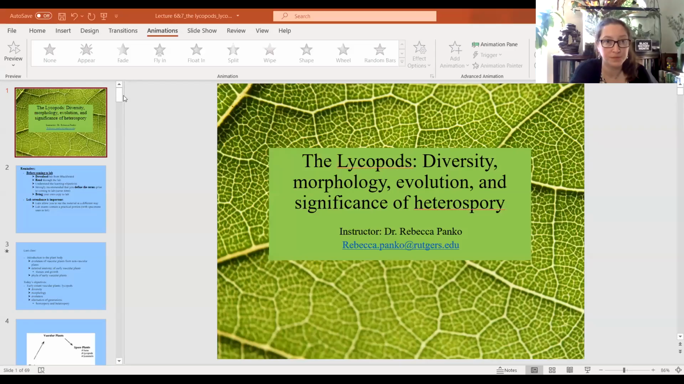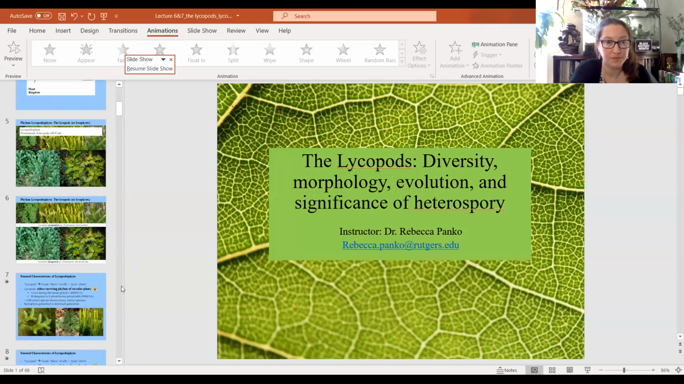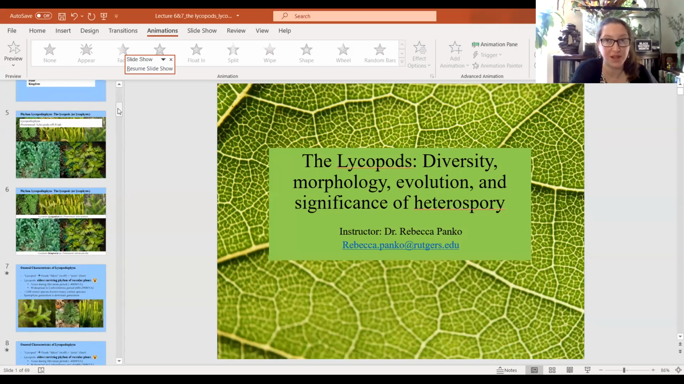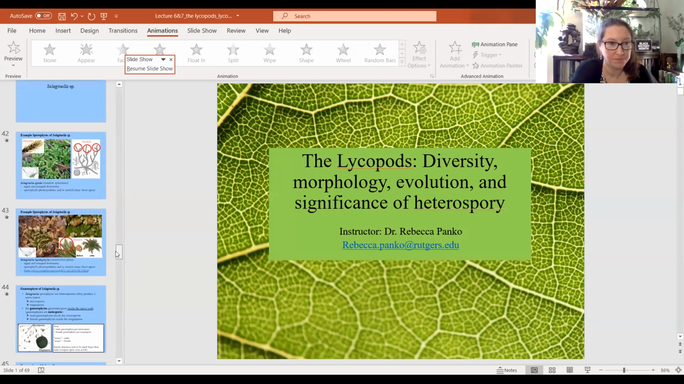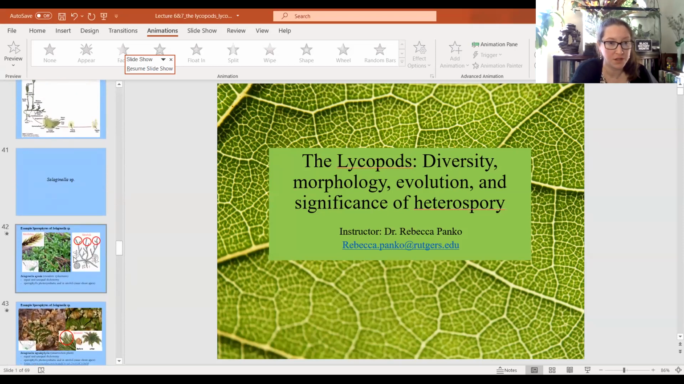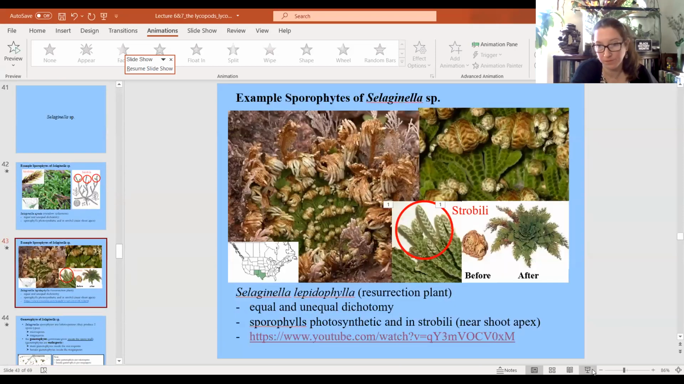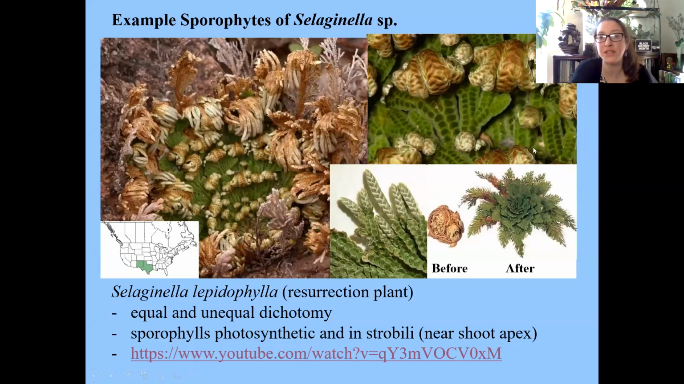And let me just pull this back up. Yeah, super, super cool. Resurrection Plant, which is here. So you can see this before and after showing you what happens when this plant is exposed to water.